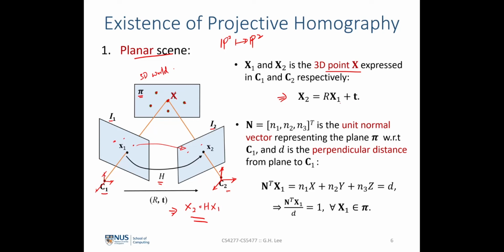So this would be the rotation from frame 1 to frame 2, and the translation would also be from frame 1 to frame 2 over here. Now we further denote n as a 3 by 1 vector that represents the normal vector of the plane pi here. And this is a unit normal vector.